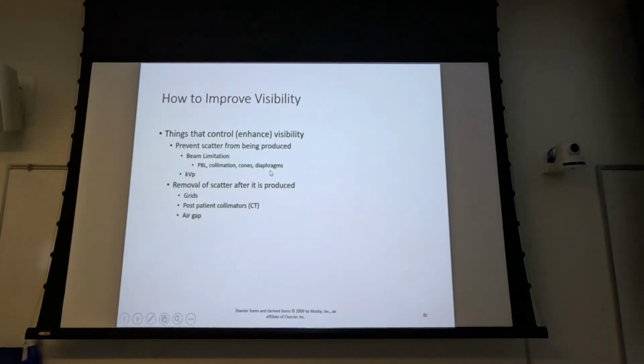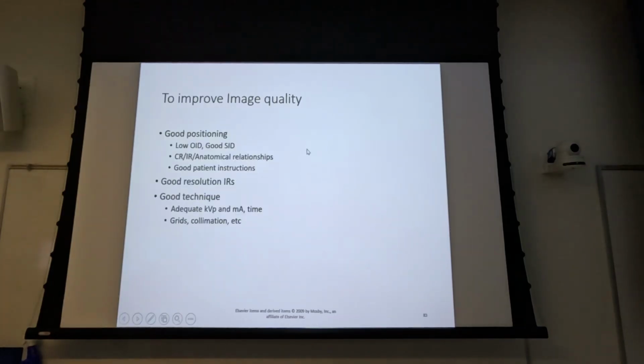So collimation, cones, diaphragms are all beam limiting devices. KVP, meh. Grids, less meh, but still meh. Post-patient collimation, again, less meh. An air gap, I think, is borderline hokey.